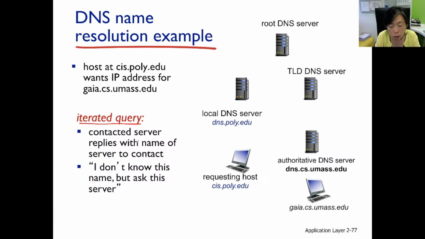What the local DNS server does is contact a server in the hierarchy, and the server will reply with something like the name of the server to contact, someone who might know a little bit better, but I don't have it. So messages look like this. The root server might say, hey, I don't know about gaia.cs.umass.edu in particular, but you may ask the top level domain server for .edu.